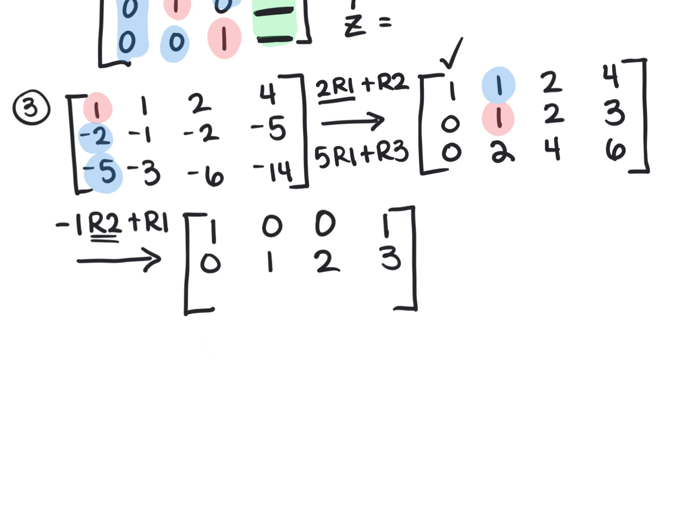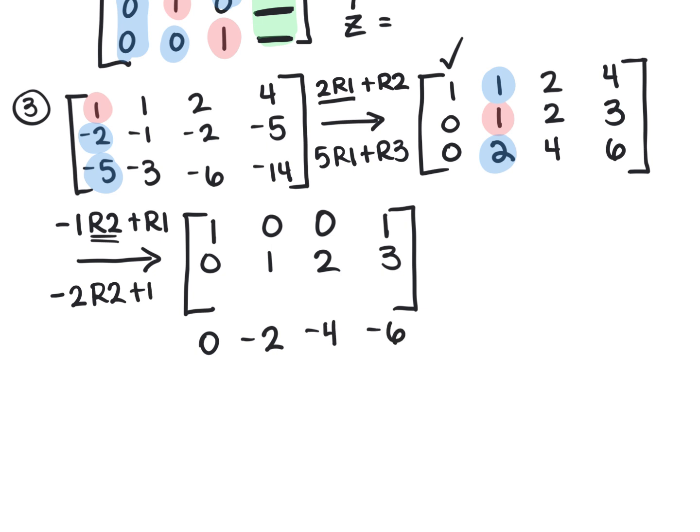And now my sights are turned to where I need to get a 0 right there. Well, to do that, I'm going to have to take -2 times row 2. So I'm going to go ahead and write those numbers underneath. So -2 times 0 is 0. -2 times 1 is -2. -2 times -2 is +4. And then -2 times 3 is -6.